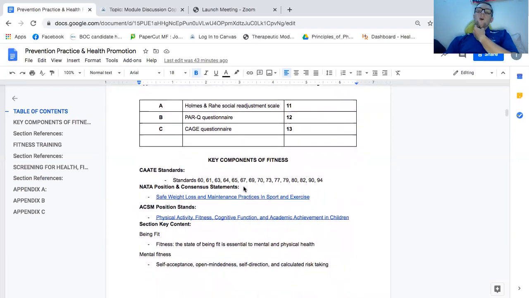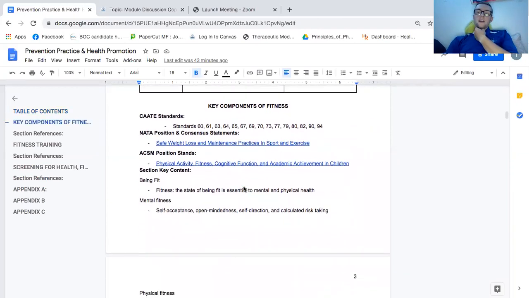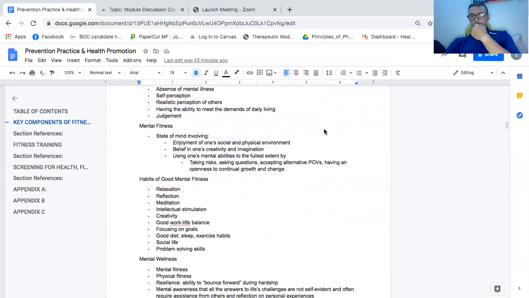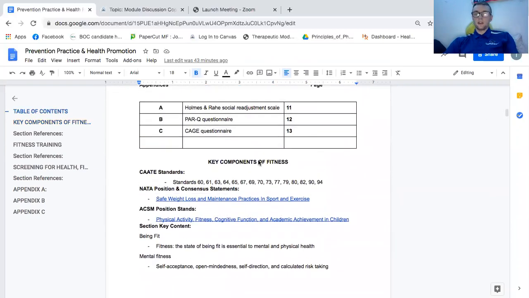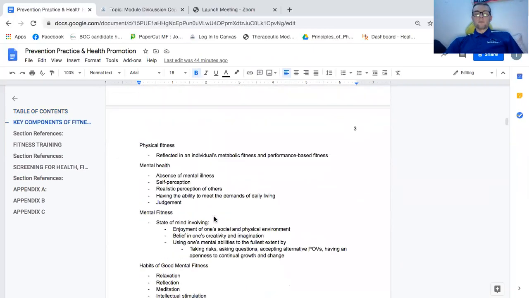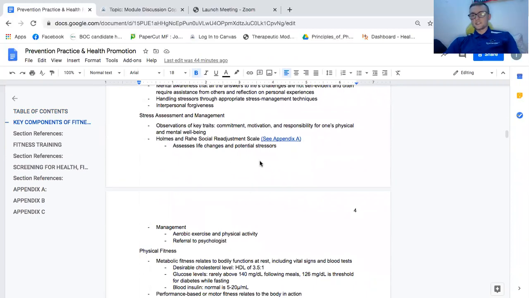So going into my sections that I outlined here, we're going to have the CATIE standards. There's a lot of CATIE standards here because I took the CATIE standards as general. So anything that talked about mental health or any part of exercise, I included in there. That's why I have so many CATIE standards. That explains the NATA position and consensus statements and the ACSM. Going through my notes here, all this good stuff. This is going to be how I'm going to keep track of my appendix stuff.